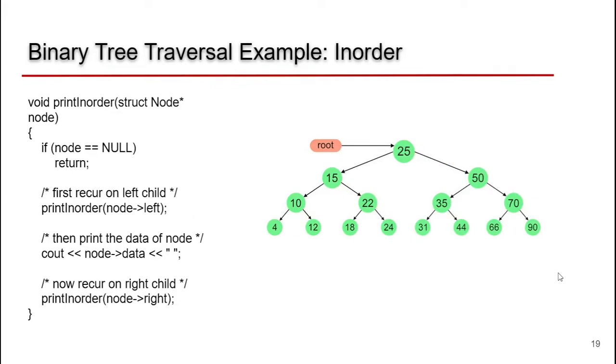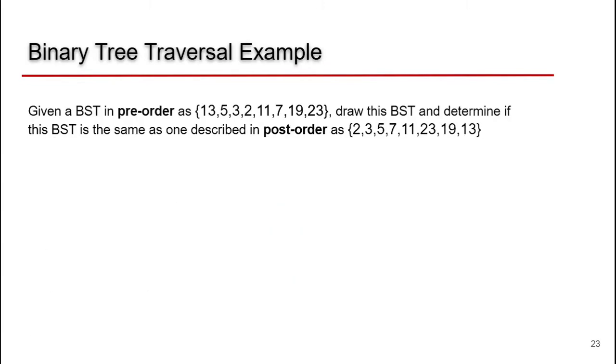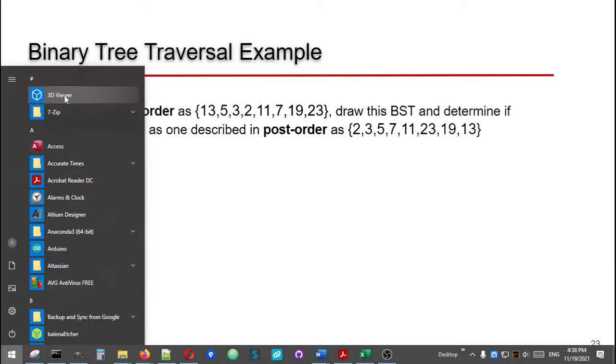Okay. So by doing so, we explained the three algorithms. This is an example of what I'm saying right now. You have the sequence of the pre-order, and they ask you to draw the tree. Okay. So let's try to solve it by ourselves.